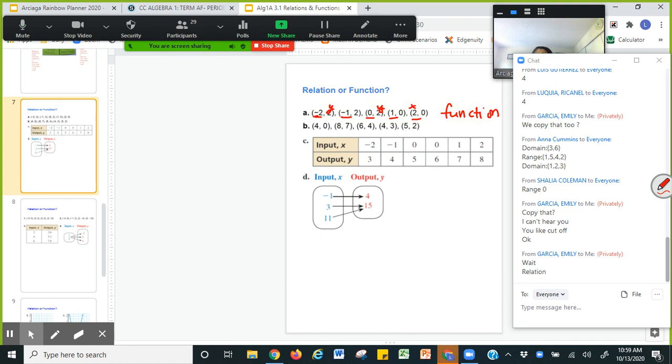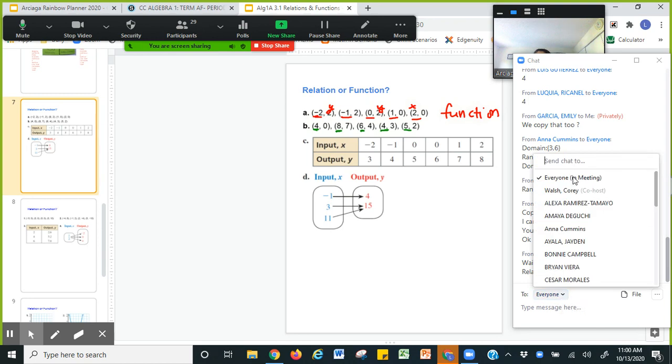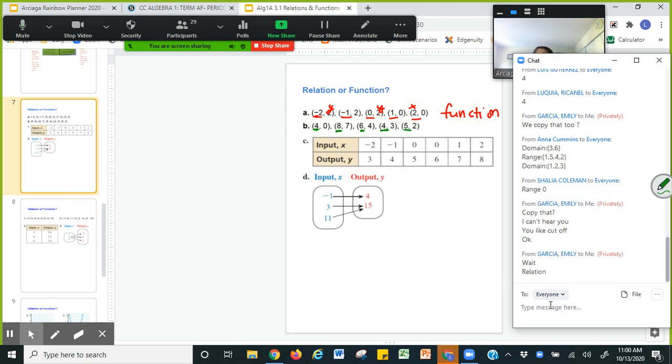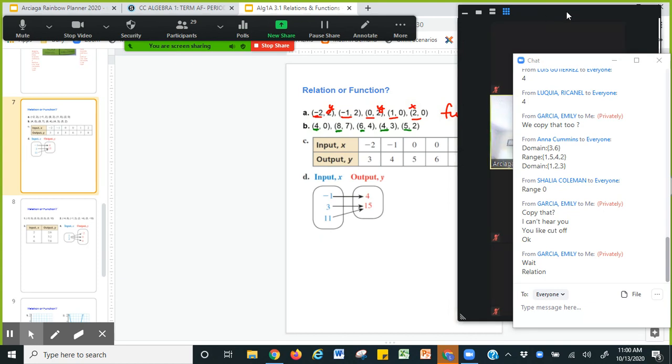Okay. Next, letter B. Look at the first numbers: 4, 8, 6, 4, 5. What do you think about that? What number did I say twice? And if a number repeats, then what is it? Is it a relation or a function? Anyone?